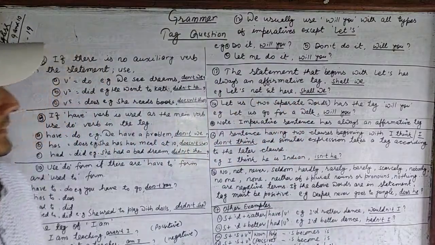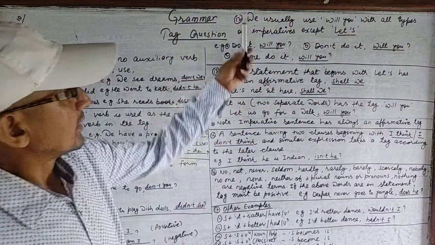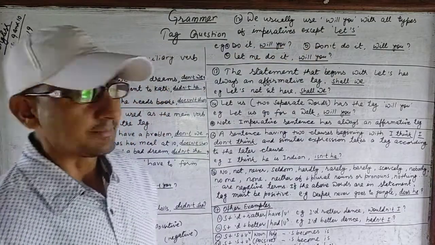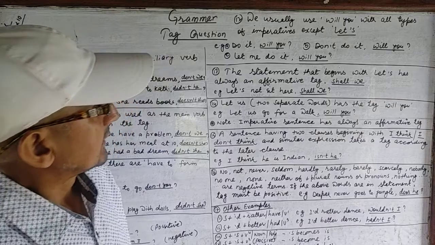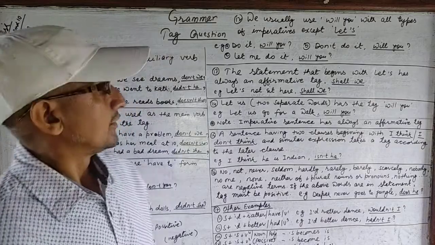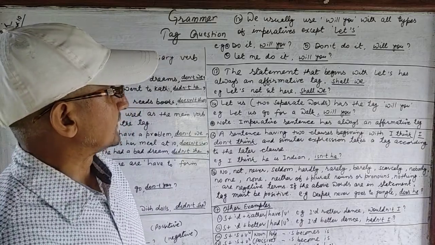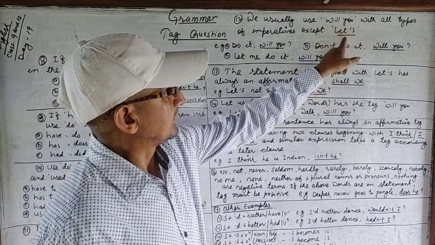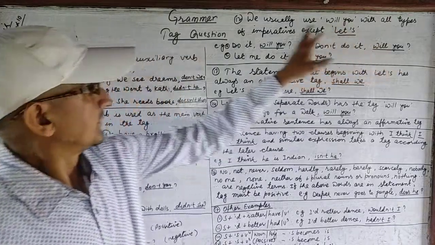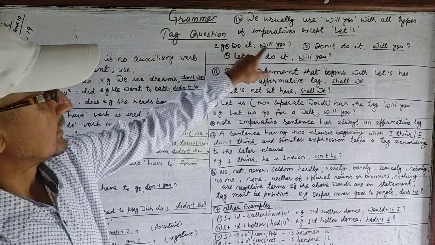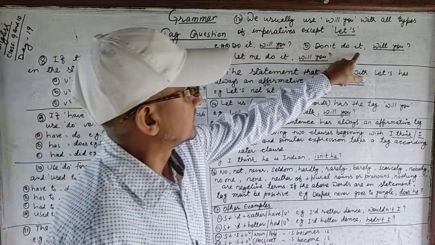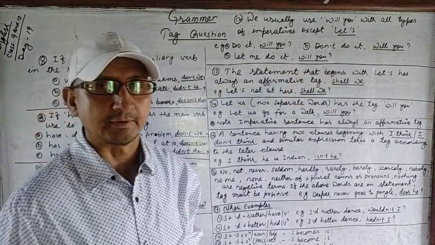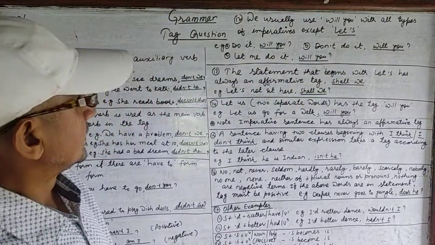Next example is we usually use "will you" with all types of imperatives except "let's". For all types of imperative sentences, we use "will you" except "let's". Let's see the example. Do it, will you? Don't do it, will you? Let me do it, will you? For all types of imperatives, we use "will you".